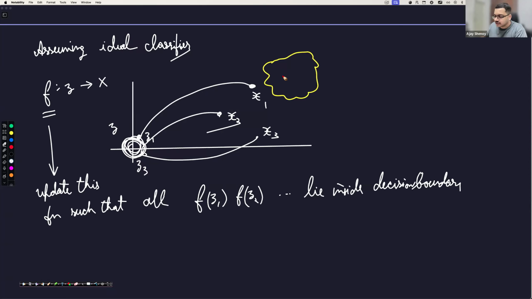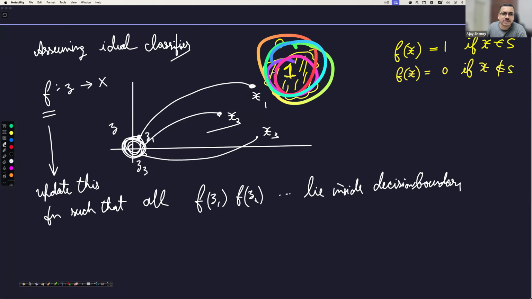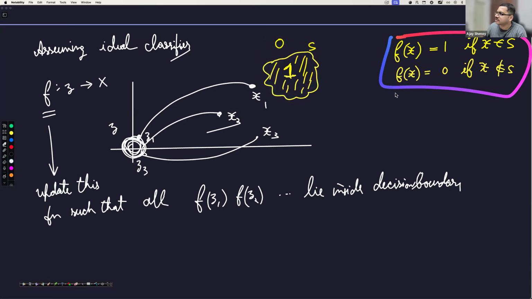So let's say the decision boundary does the following. It's going to print 1 here, and 0 here. What does this mean? It means f of x. I'm just going to call this shape S. So f of x equals 1 if x belongs to that shape inside. By S, I mean everything inside. And f of x equals 0 if x is outside that. That's all it is.